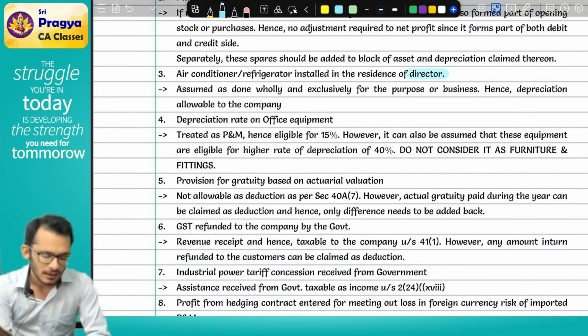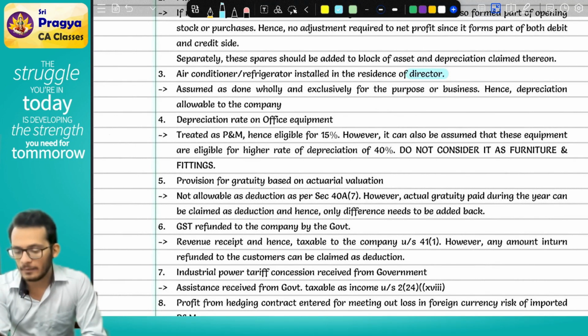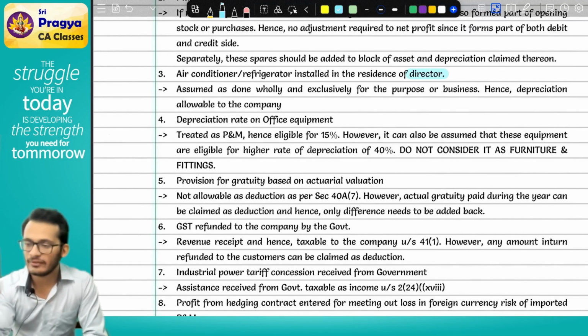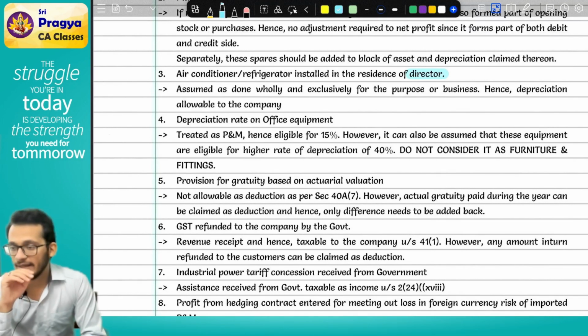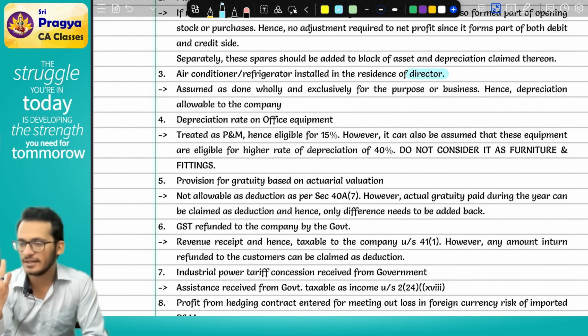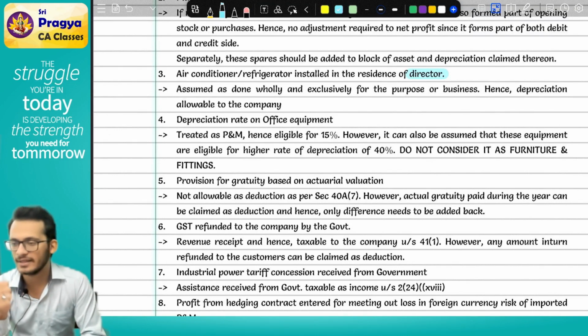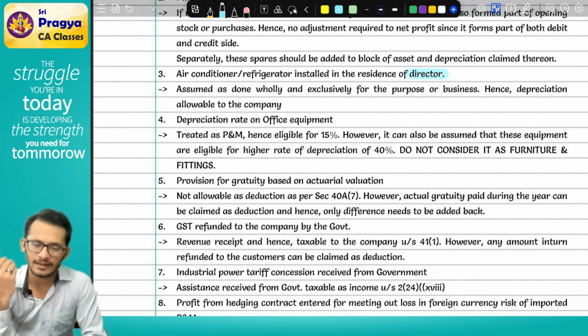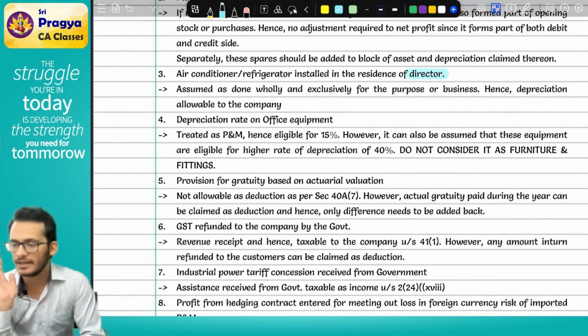Item number 4. Office equipments. First time in life, the income tax ICAI never used plant and machinery, furniture, building, computers or intangible assets, and weirdly gave a name called office equipment. And they said, Rahul, someone has purchased office equipment, give depreciation.